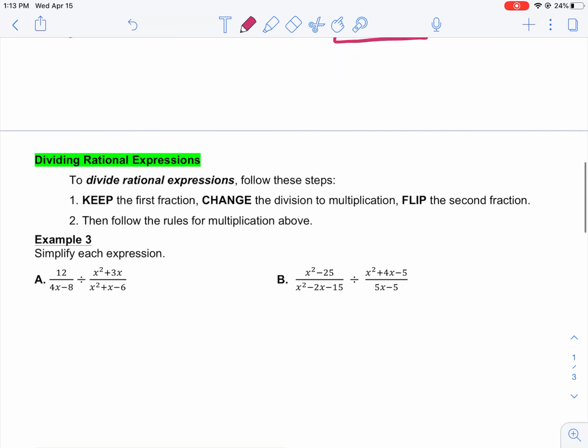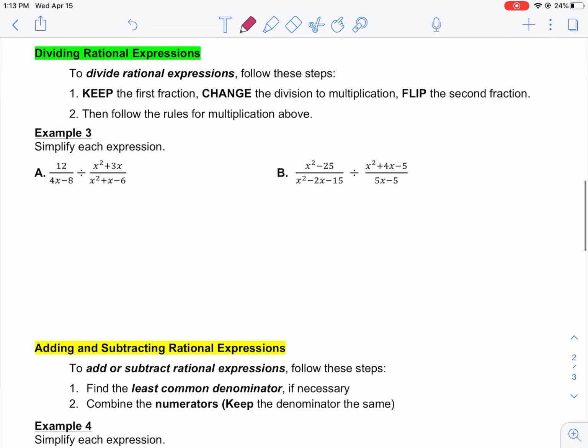Now, if you know how to multiply, the good news is you should also be able to divide. So remember, when we divide, we change the problem to multiplication in the very first step. So I want you to remember the expression keep, change, flip. Okay, so when we divide, we keep the first fraction the same. We change the division sign to a multiplication sign, and then we flip the second fraction.